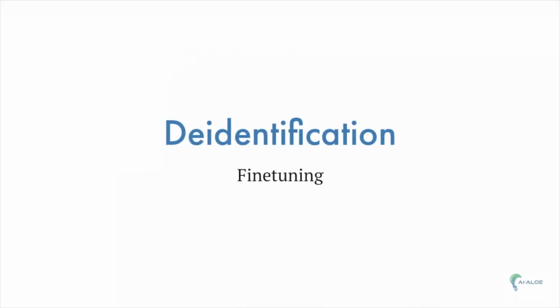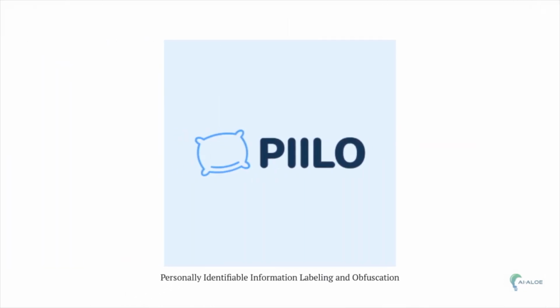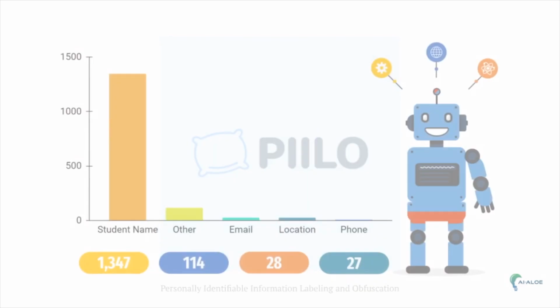Our final model is part of a project to develop an automatic system for de-identifying student writing. We call it Pillow. Pillow works by labeling identifying information, and then obfuscating it.